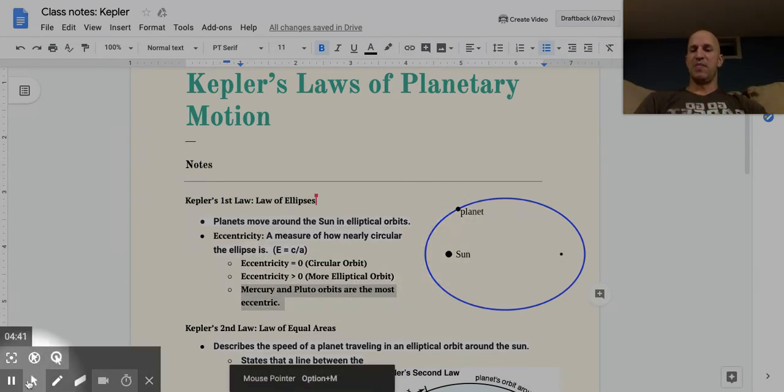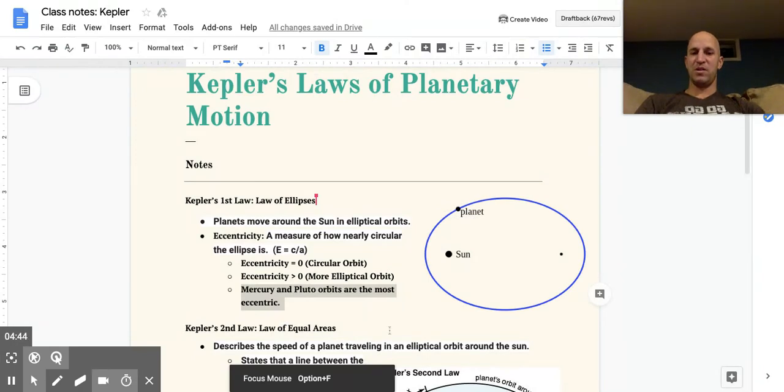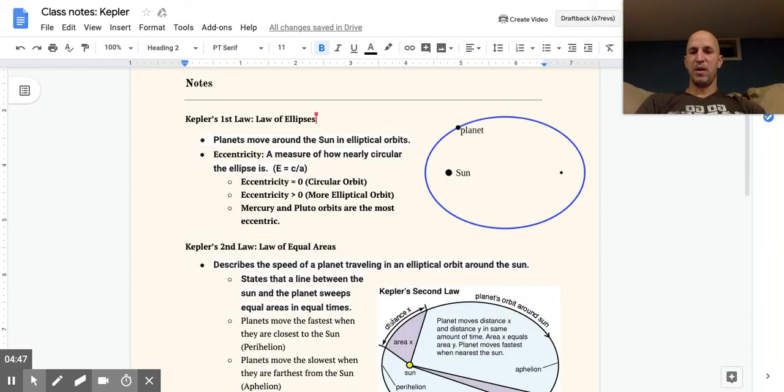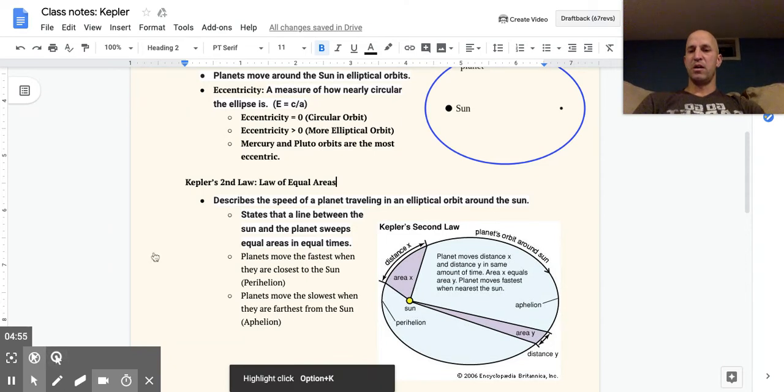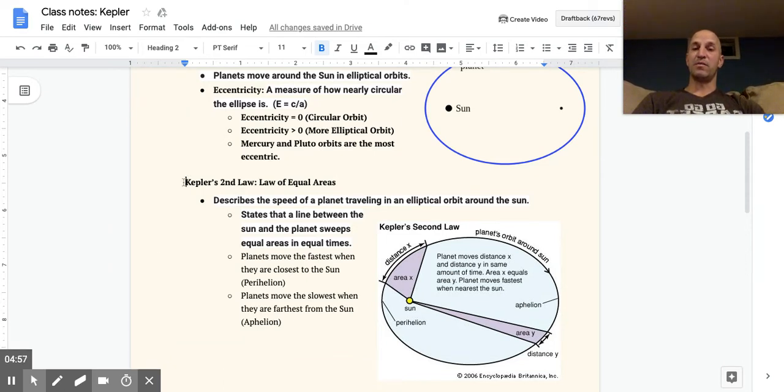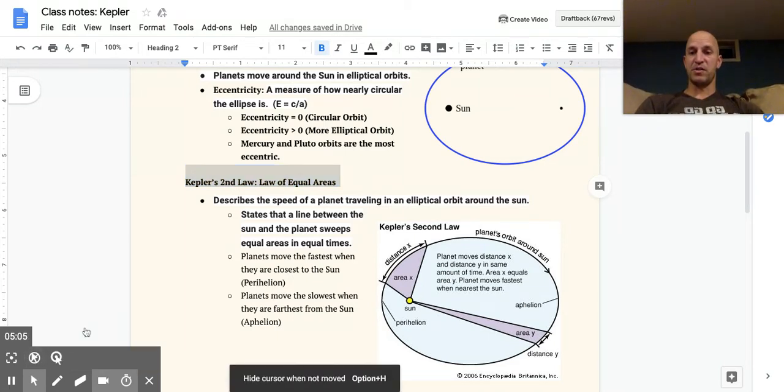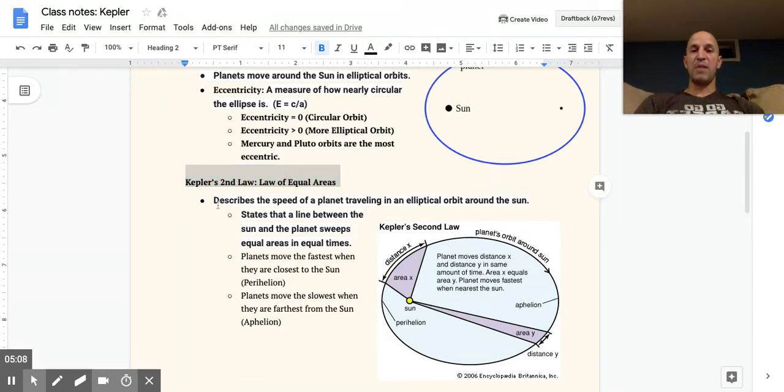So let's move on. Let me brighten it up for us. All right, moving on to Kepler's second law. This is called the law of equal areas. And there's a reason it's called the law of equal areas. Pretty much it describes the speed of a planet traveling around in an elliptical orbit around the sun. It states that the line between the sun and the planet sweeps equal areas in equal times. Let me highlight what I just read for you.